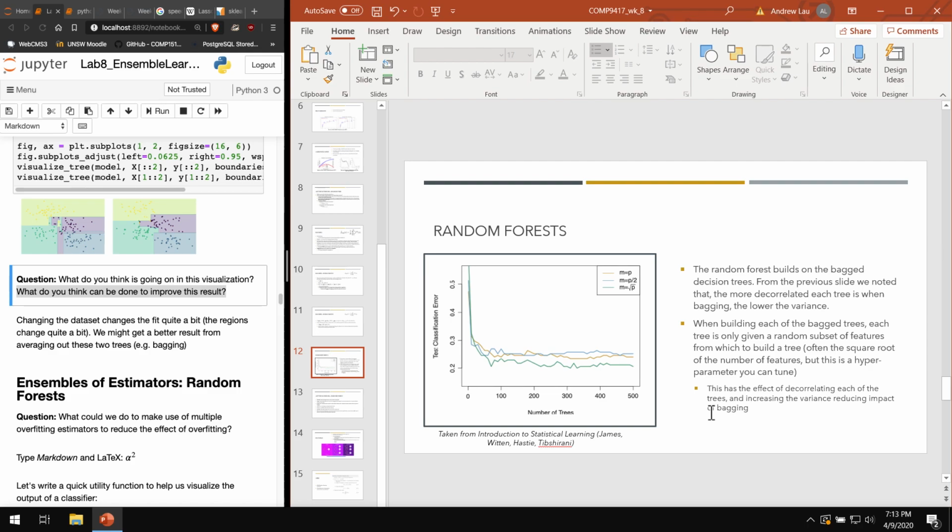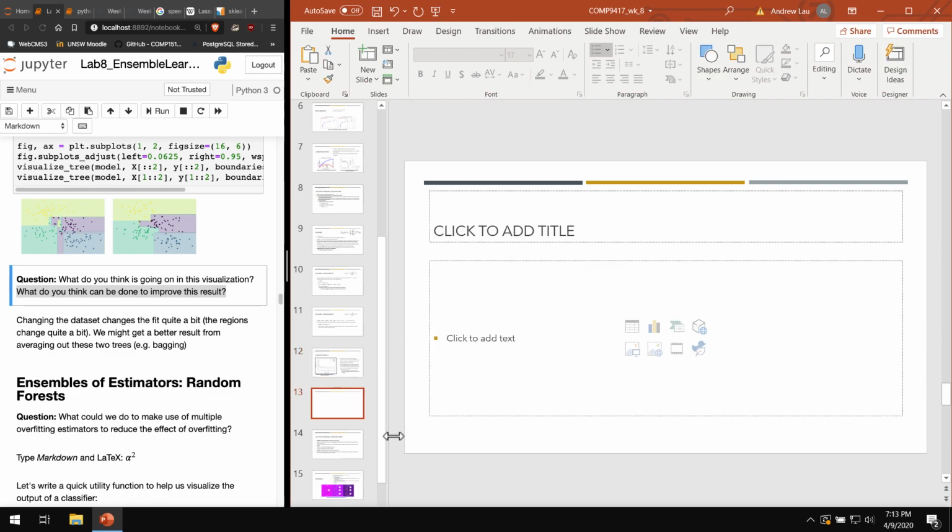Effectively, we do the same thing as your bagged decision tree, but then we add an extra step. Let's say we create 10 bootstrap data sets from your original data set. To each of those, we fit a decision tree, but we do something a little special. Each of those decision trees only gets a random subset of features from which to build a decision tree. So let me draw you out an example.